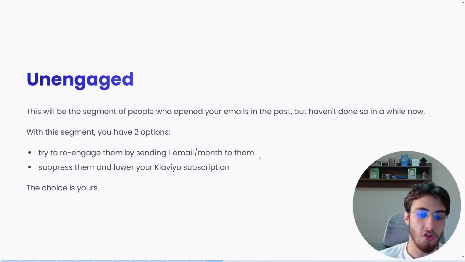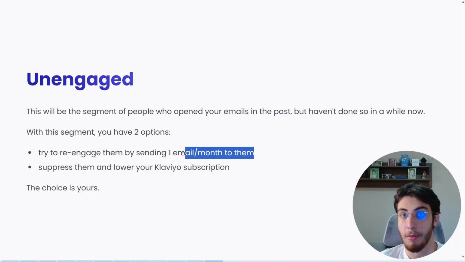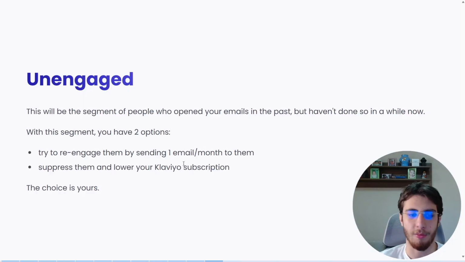Because naturally, if you send this email to that unengaged segment, the engagement is going to be way lower than if you're sending to your engaged segment. So it's going to actually affect your deliverability. But I would try doing it for like 1 to maybe 3 months, see how it goes. If it goes well, if people actually get re-engaged, great. If not, suppress them and pay less for Klaviyo.